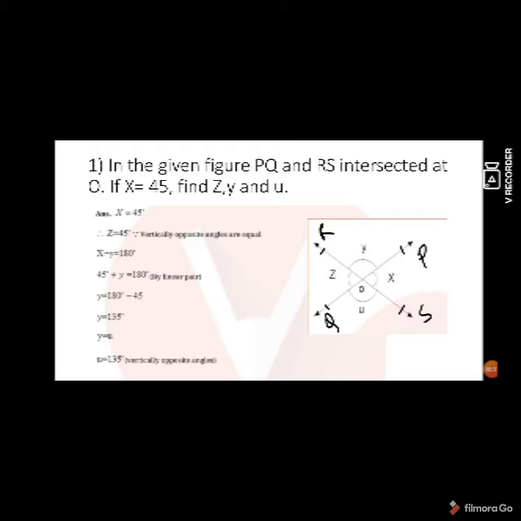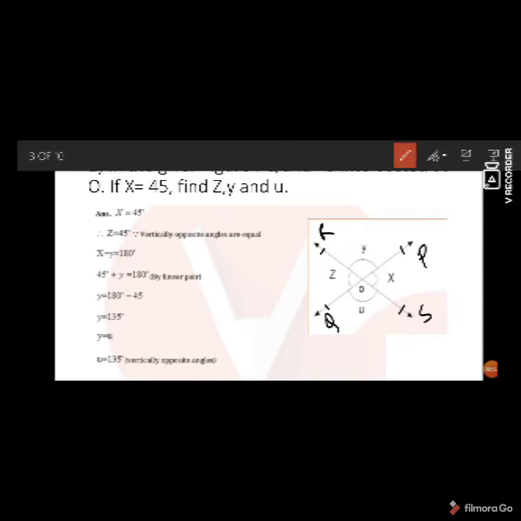So the first question is, in the given figure, PQ and RS are intersected at O. If capital X is equal to 45 degrees, find capital Z, Y and U. So we have to find all the angles present in the diagram. Now X is equal to 45. So we can say Z is also equal to 45 as they are vertically opposite angles, and they are equal. So Z is equal to 45 degrees.